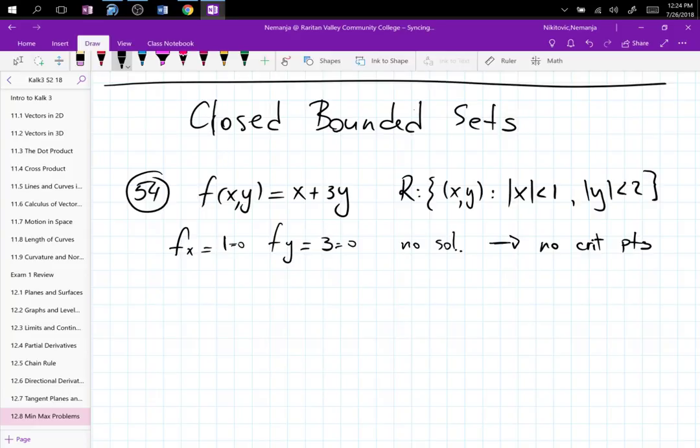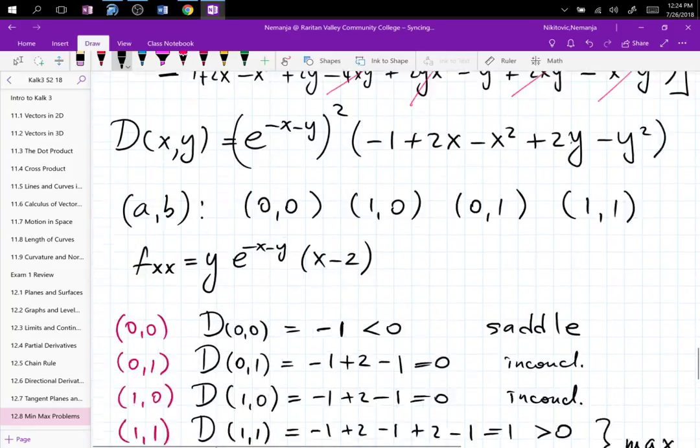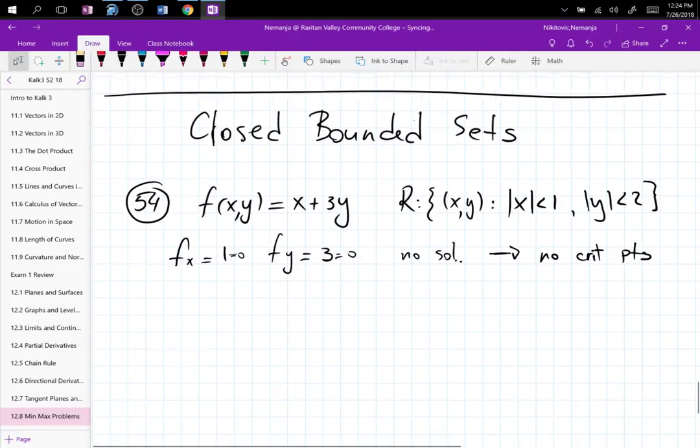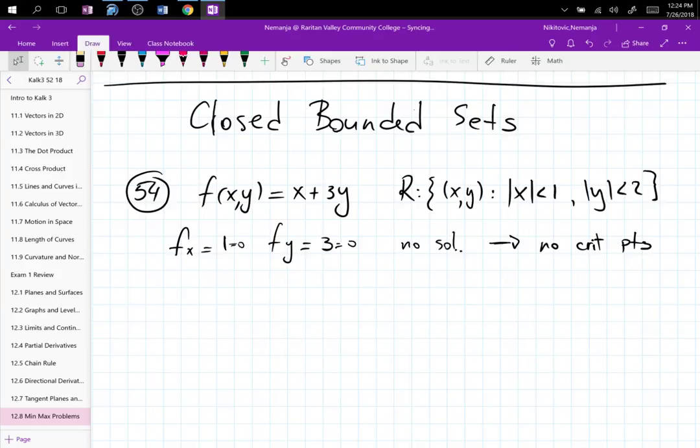Now this is good because at least we don't have to do this. All right? Yay. But now we have to deal with the boundary as well, because boundary is given. If this was an infinite problem, so without this, right? If this was an infinite problem, you are done. You are going to claim that this plane does not have a min and a max.